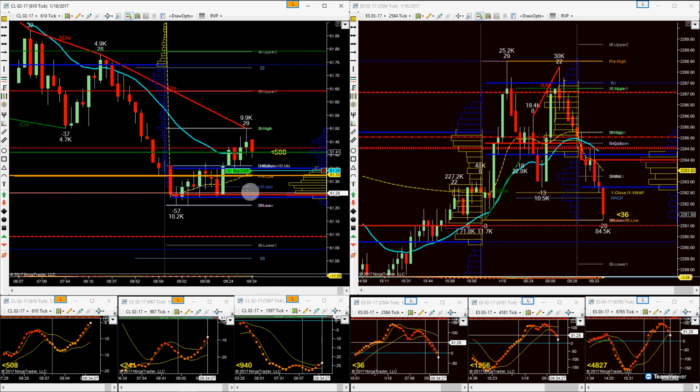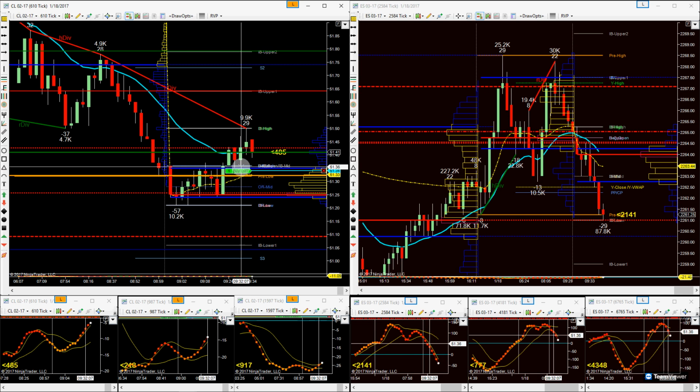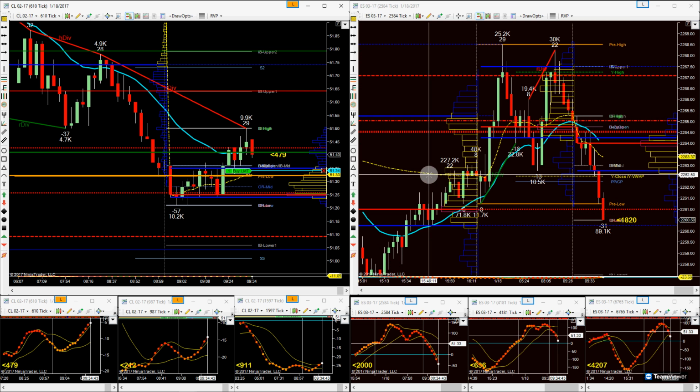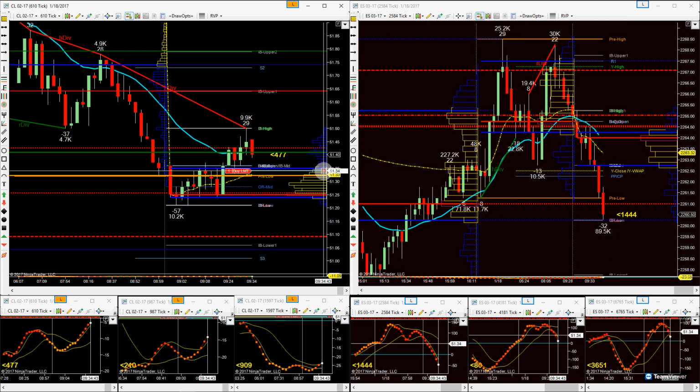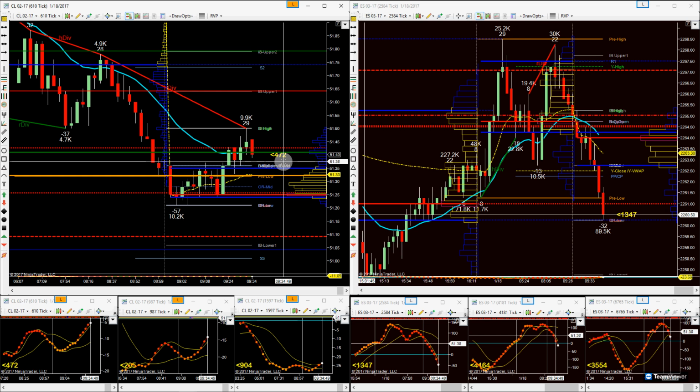Just watching to see if we try to come back into this area. This is actually a little bit tricky for me as to where to place my order, because if it comes below where these two little bottoms are, look at the ES. ES is falling hard. I'm going to cancel this trade right now. ES is really getting hammered.